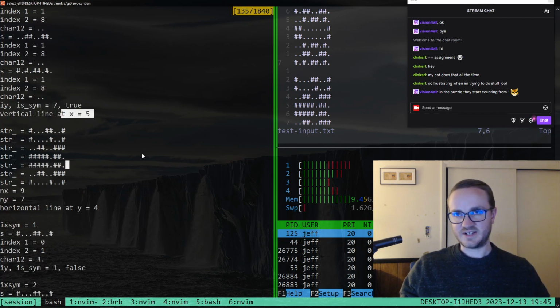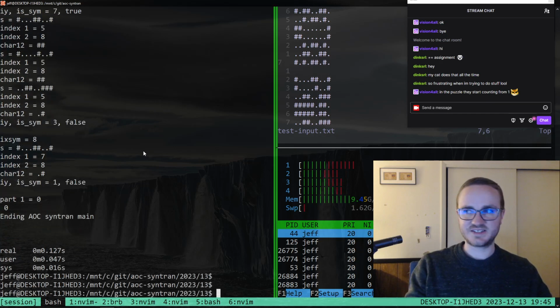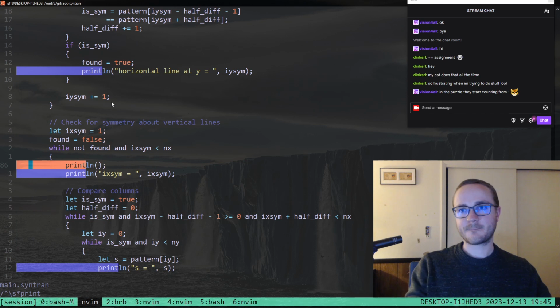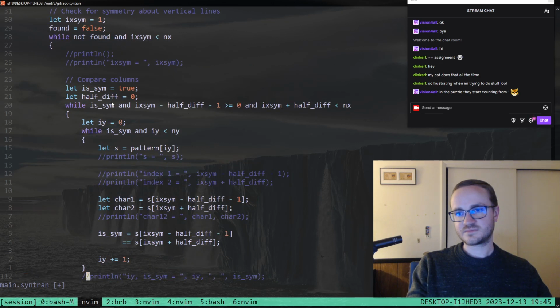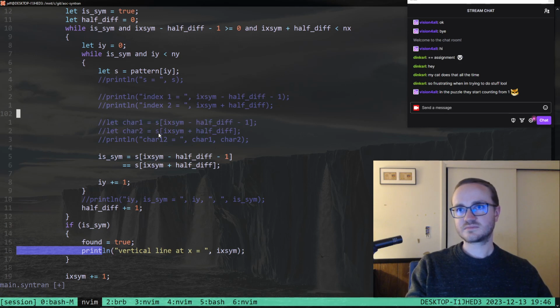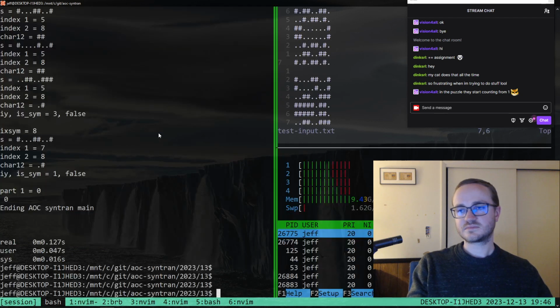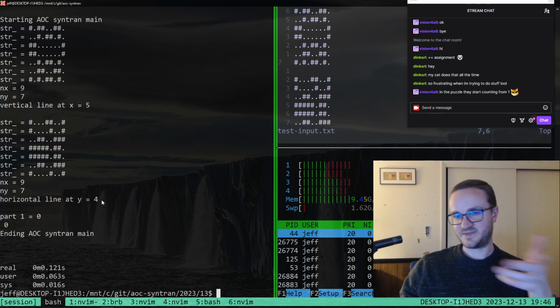So vertical line at 5. I think that's all we need. Now I have way too much stuff getting printed, so I have to turn all of that off. Okay, vertical line at 5, horizontal line at 4. That's all we need.